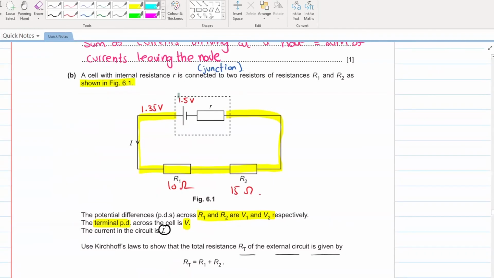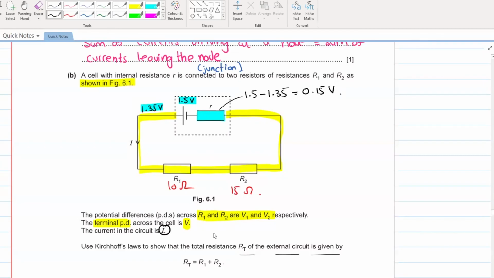Now, here, if you are a little smart, you can see that the total voltage is 1.5. The voltage in the external circuit is 1.35. How much voltage is consumed by this small little tiny resistor? 1.5 minus 1.35. This equals 0.15 volts. Perfect.